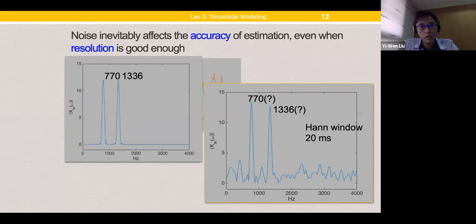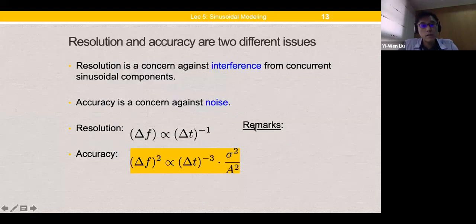Right, so that's a clean version versus a noise contaminated version. A few more things I want to again emphasize: resolution and accuracy. By now, I hope it's been clear that accuracy is the issue of noise, whereas resolution is the issue of interference between concurrent sinusoidal components. Okay, and so again, a summary of resolution.